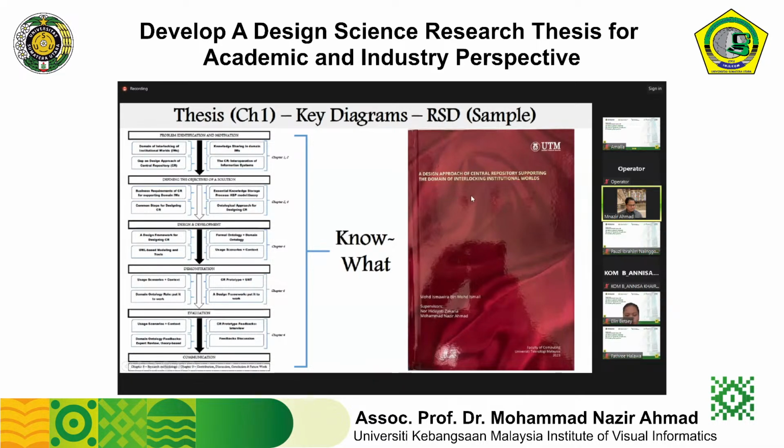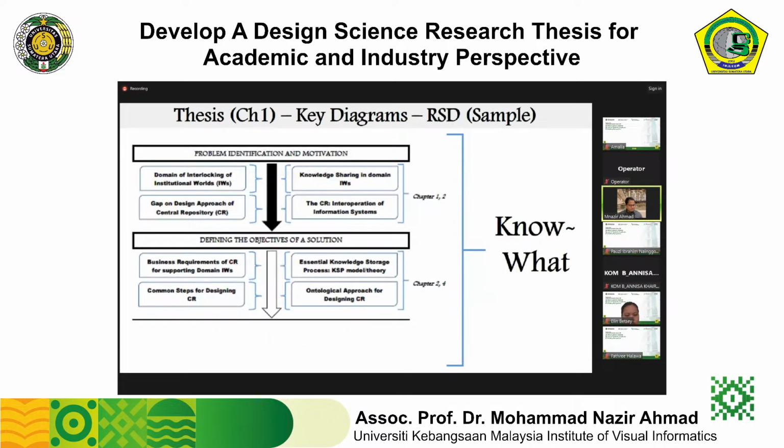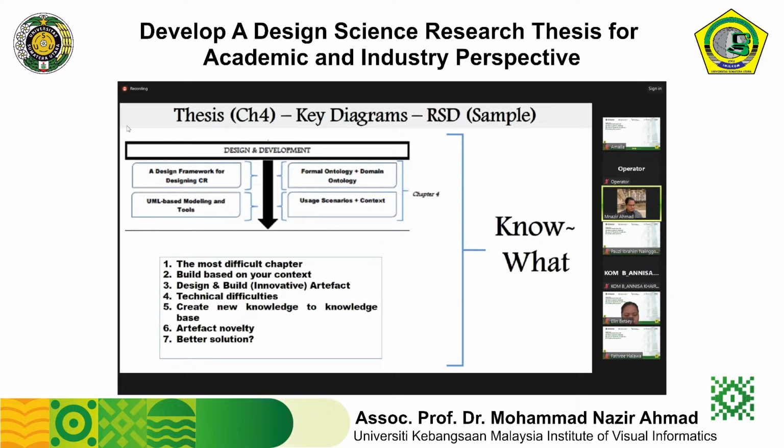So in his thesis, chapter 1, he built this narrative. What are the key knowledge that need to be captured for the problem identification and motivation? What are the key knowledge that need to be captured when the student is defining the objective of the solution relevant to his topic, right? So same, okay, for chapter 1. And then the chapter 4.